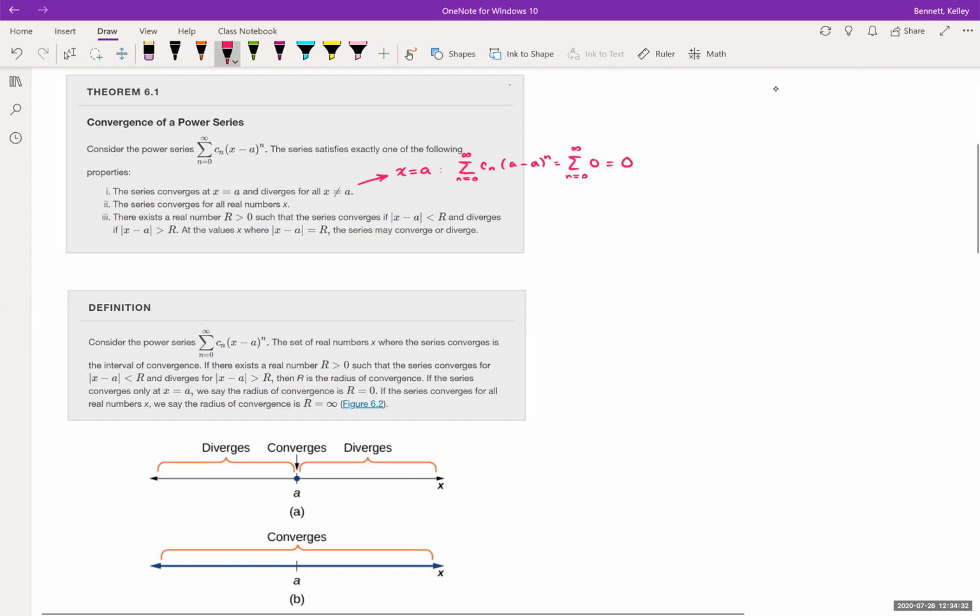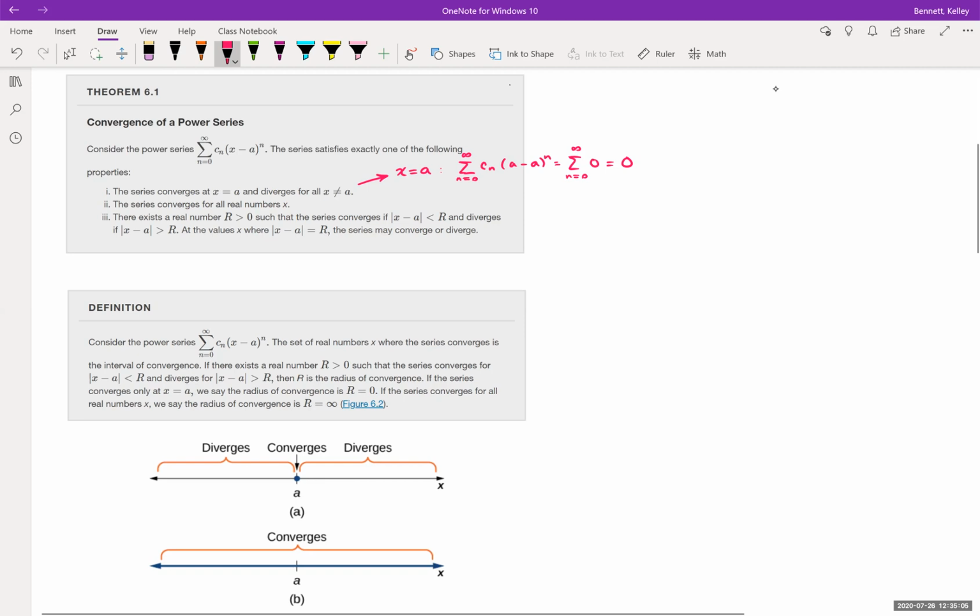The other cases could be that the series converges for all real numbers x. So it doesn't matter where x is, this thing will always converge. And then the last situation would be that we have a radius of convergence. So capital R stands for the radius of convergence, and we saw that at the end of chapter 5. In chapter 5, everything was centered at 0. So now we're just going to look at it as a little bit of a shift.